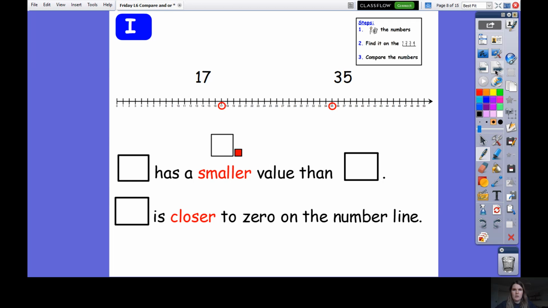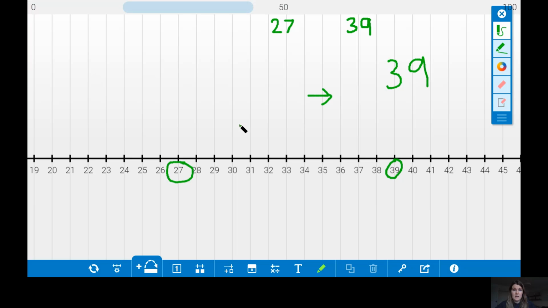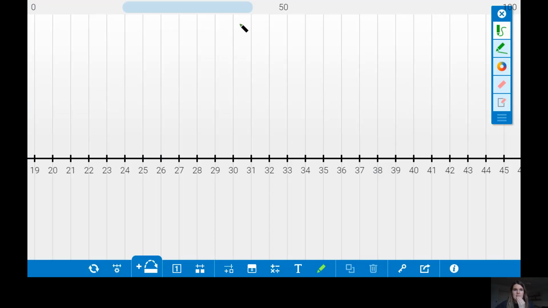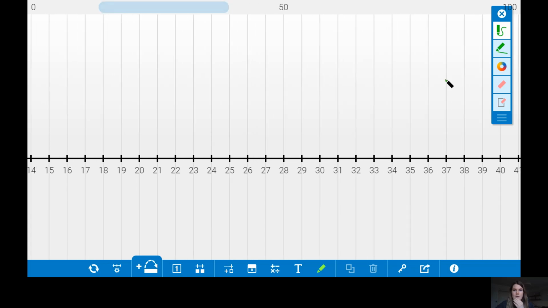So the first thing I'm going to do is read my numbers. My numbers are 17 and 35. Now I'm going to find 17 and 35 along my number line. I need to move it a little bit. Okay. Read the numbers. I'm finding 17 and 35. Okay. 17, I know, is close to 20. Here's 20. Let's count back from 20. 19, 18. Here we go. 17. Here's 17 on my number line.